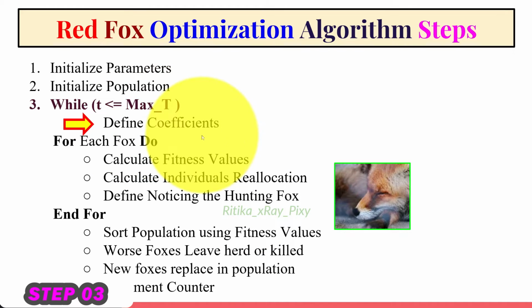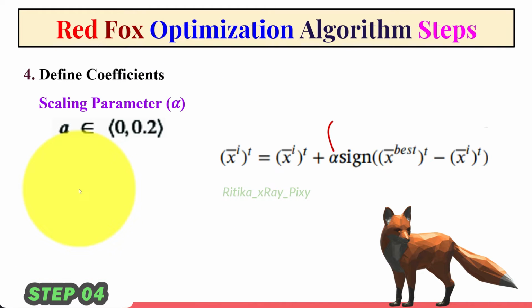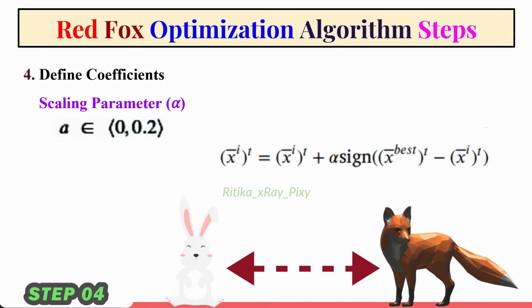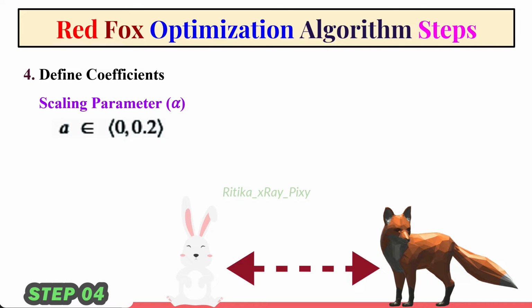Next we will define the coefficients. Here we have one coefficient, that is alpha. This is the scaling parameter, and we will set this parameter only once in the iteration for all individuals in the current population. This parameter is basically used to model the randomly changing distance from the prey during fox approaching. So when the fox is approaching the prey, this parameter is used to model the random changes in the distance between the fox and the prey, that is the target.